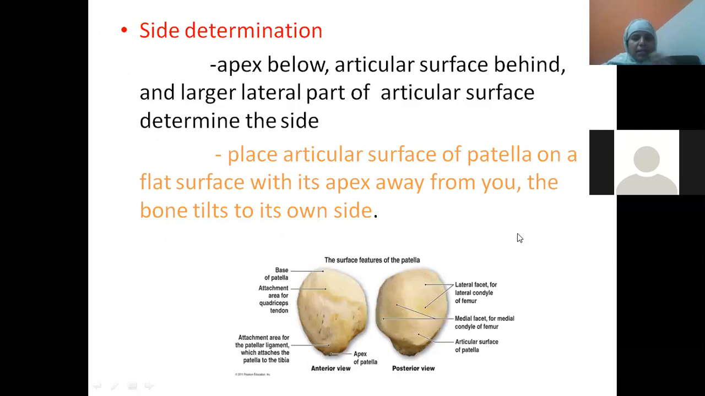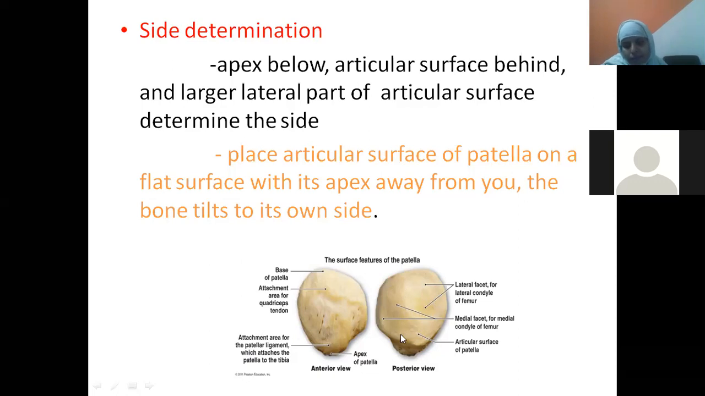Okay, now coming to the side determination. So apex is downwards, and this is the base which is pointing upward. Suppose this is the upper end, beta, and this is apex. So apex is below. Articular surface, the one which is smooth, should be behind. Then, if you observe this, there is one line which is dividing the posterior surface into lateral facet and medial facet. The lateral facet size is quite big and medial facet size is comparatively small.